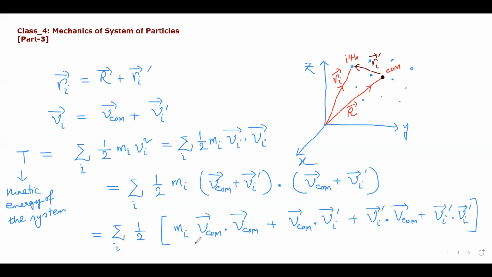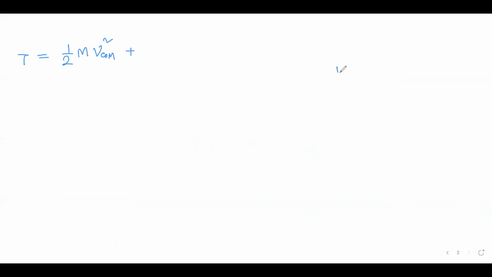What about the next term? For this next term, VCOM has no i index, so it will come out of the summation, and then we are left with the sum over mi Vi dashed. So this term will be half VCOM dot the sum over i of mi Vi dashed. And what is the sum over mi Vi dashed? This is 0. This was already proved in the last class.